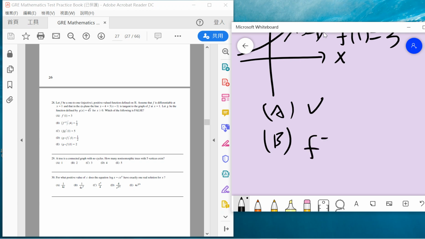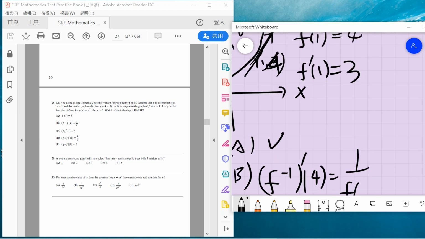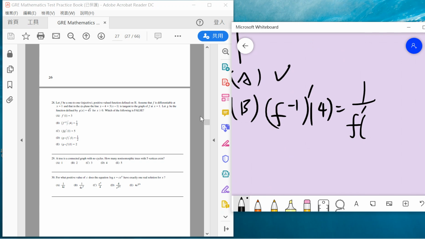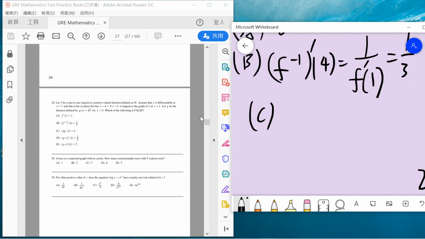So B is just the standard formula for the inverse. Because f of 1 is equal to 4, this is just 1 over f prime at that point. So it's 1 over 3. So it's correct. C, we just use the chain rule.